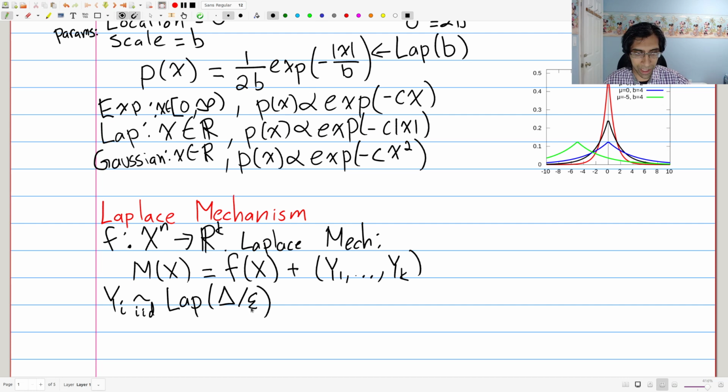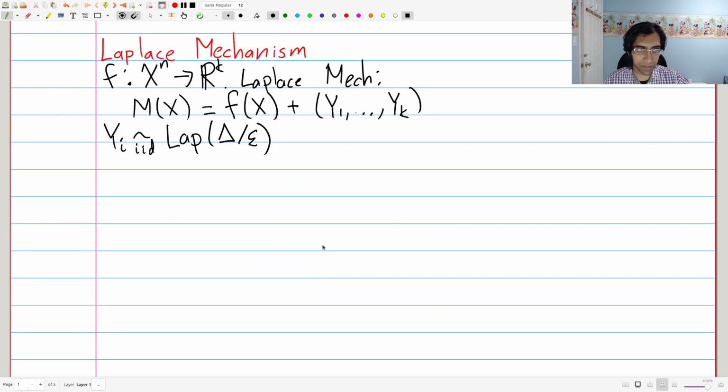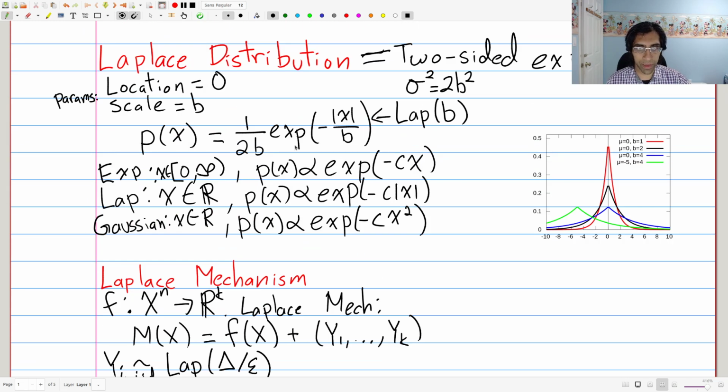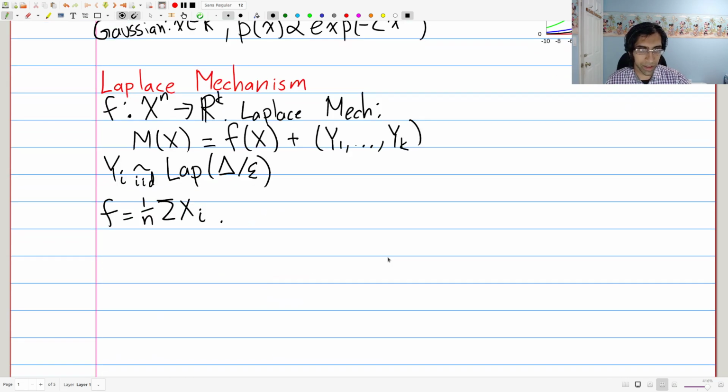Roughly, if you think of epsilon as being a constant, then this really says you add noise to each coordinate proportional to the L1 sensitivity. Okay, so that's the Laplace mechanism. Let's return to our running example. Remember, our running example was f equals the average of a bunch of bits, xi. And we're just going to straightforwardly apply the Laplace mechanism. What are the parameters? Well, f is just this quantity here. As we said before, delta equals 1 over n. And we have k equals 1.